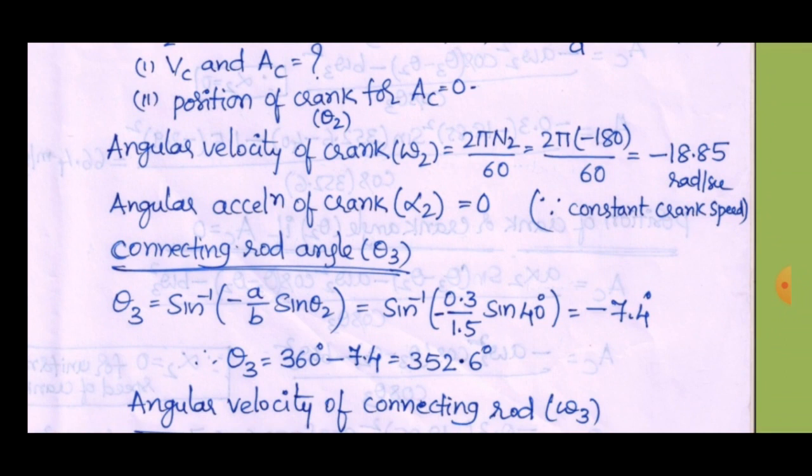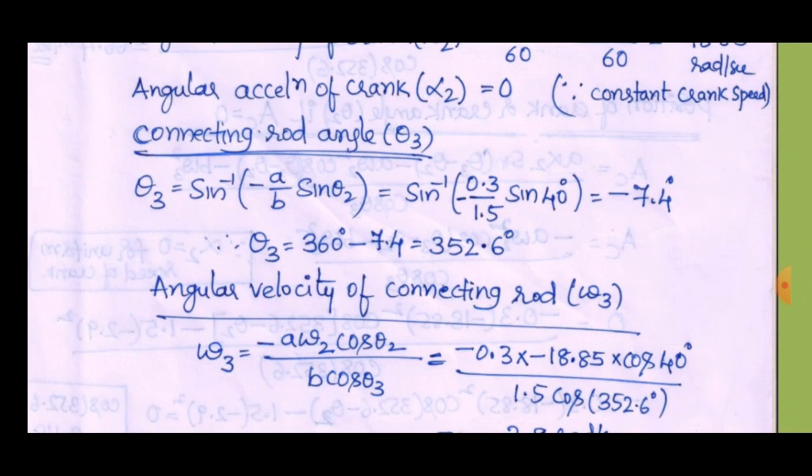First find out, as usual, because to know velocity and acceleration you must know the values of theta 2, theta 3, alpha 2, alpha 3. By default, whether he is asking or not, you have to start from the first formula, that is the connecting rod angle theta 3 is equal to sine inverse of minus a by b into sine theta 2. Here a is known, b is known, theta 2 is known. Substituting, I get minus 7.4 degrees. Then theta 3 is equal to 360 minus 7.4, which is 352.6 degrees.